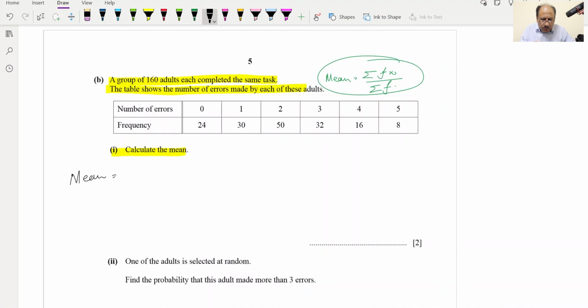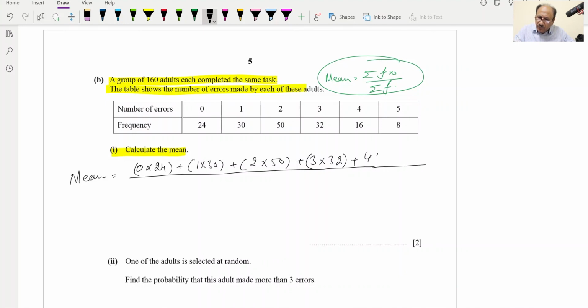We can write here mean is equal to a fraction, and this will be 0 multiplied by 24 plus 1 multiplied by 30 plus 2 multiplied by 50 plus 3 multiplied by 32 plus 4 multiplied by 16 and then plus 5 multiplied by 8, and divided by the sum of frequencies, which is given as 160.